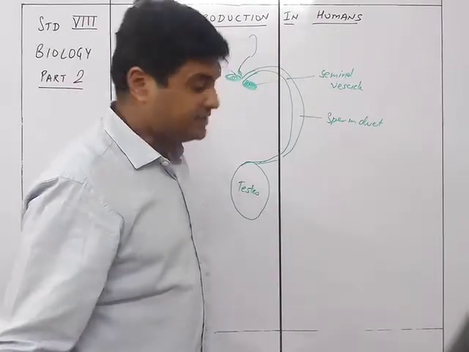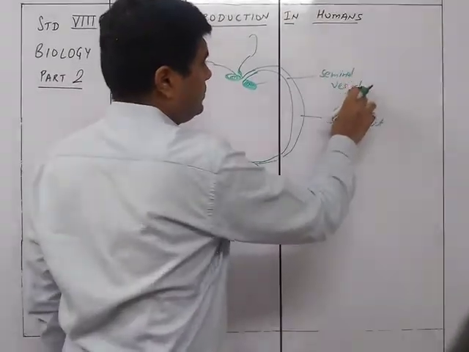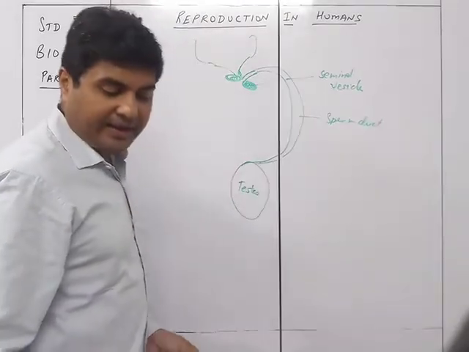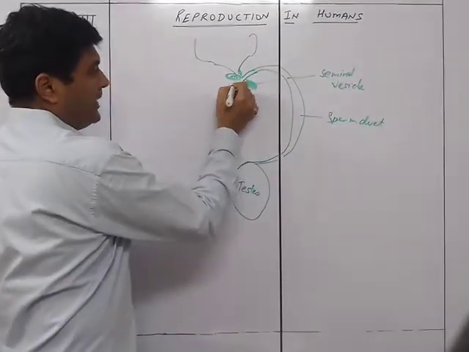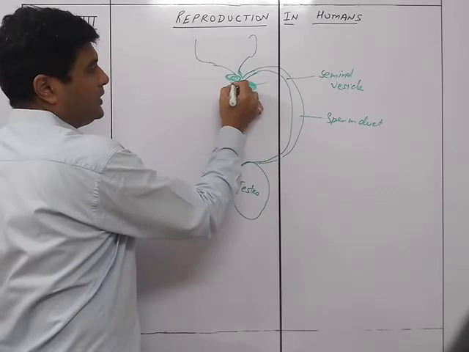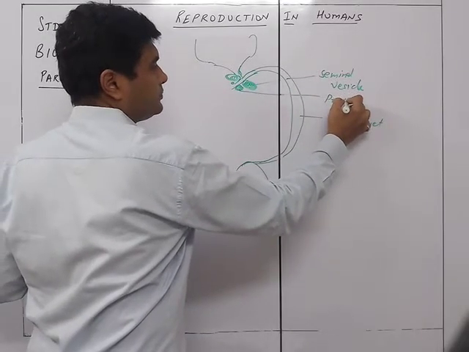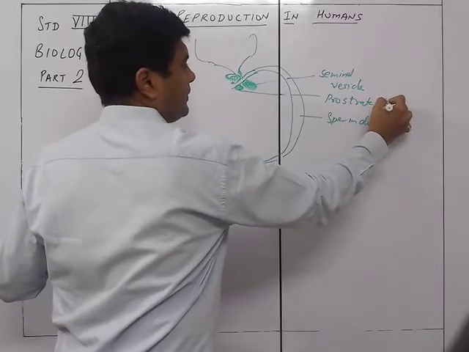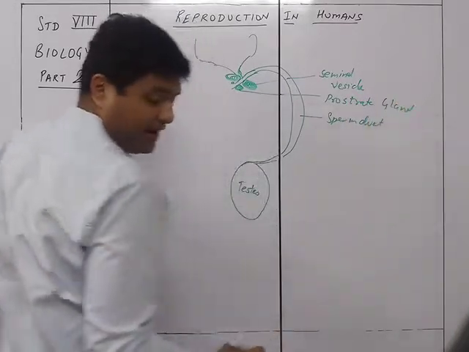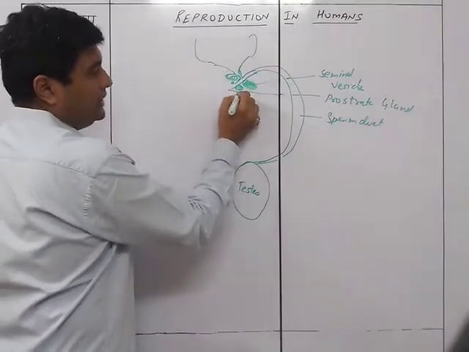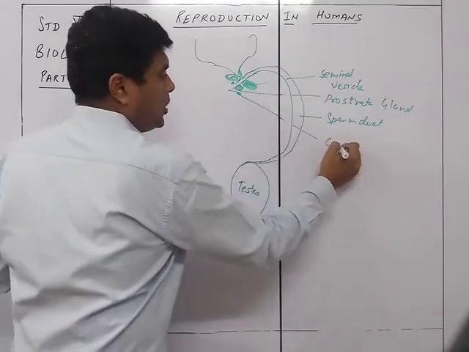The first is the seminal vesicle. After that there will be two more glands over here. These glands are the prostate glands. And finally there will be one more, which is the Cowper's gland.